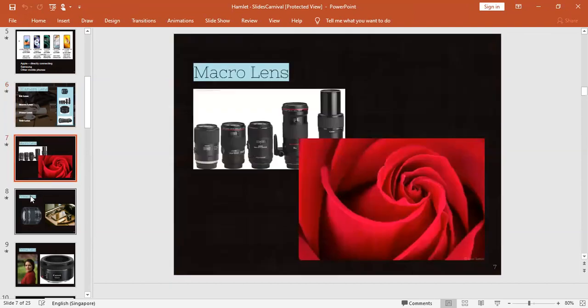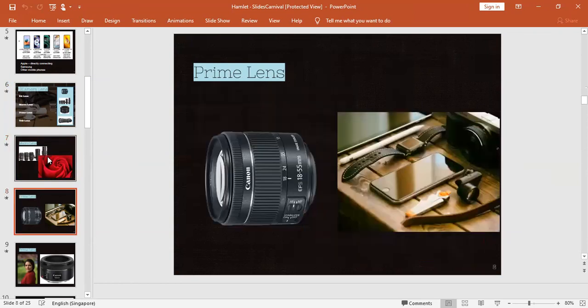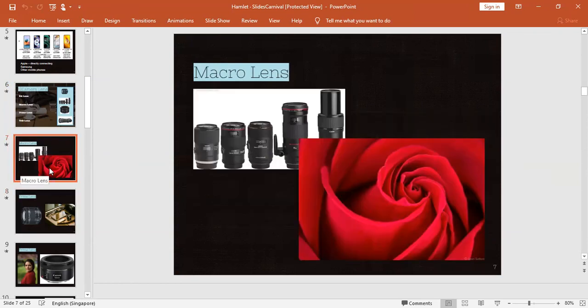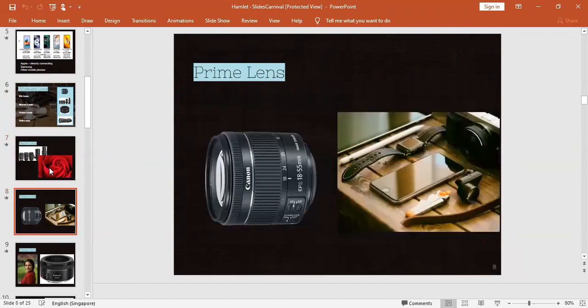So macro lens. As you all know, in a kit lens, whatever the capability that lens has, that much only you can take. But in macro lenses, you can zoom. You have an ultra zoom. To take a zoomed image of an insect which is on a flower or something, you can use your macro lens.